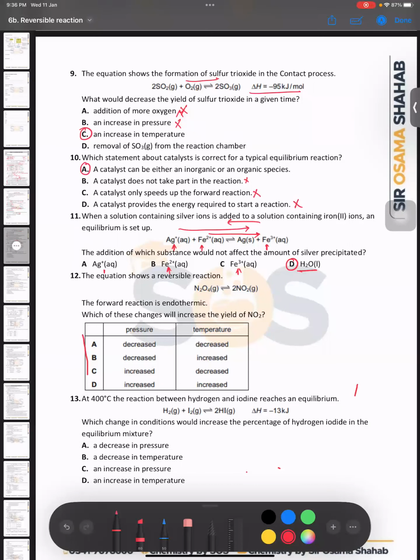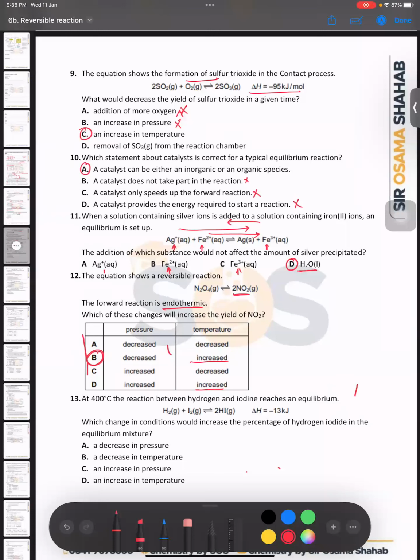Okay, then MCQ number 12 is saying that the equation shows a reversible reaction, and the equation is given to you. The forward reaction is endothermic. They are saying that the forward reaction is endothermic. Which of these changes will increase the yield of NO2? Endothermic reactions require higher temperature. So we know that the right answer can be B or D. As we know that there is a greater number of moles on the product side, we need to keep pressure low. So the right answer should be B. Decrease in pressure and increase in temperature will increase the yield, right?